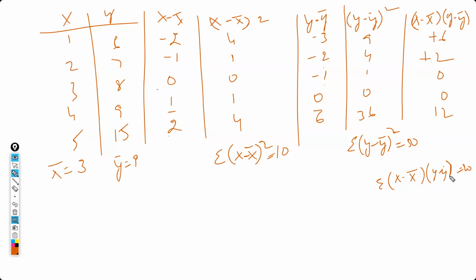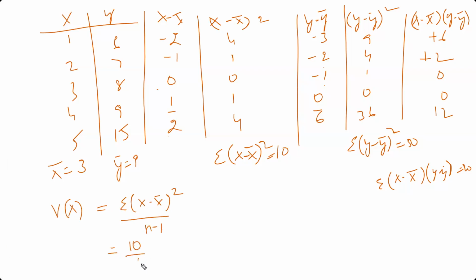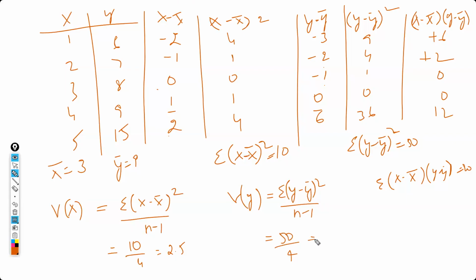Completed? Now, first let us start with the variance of x. What is the variance of x? Sigma of (x minus x bar) whole square divided by n minus 1, that is 10 divided by 4, which is 2.5. Similarly, we'll calculate the variance of y. What is the formula for the variance of y? Sigma of (y minus y bar) whole square divided by n minus 1. That is nothing but 50 divided by 4, which is 12.5.